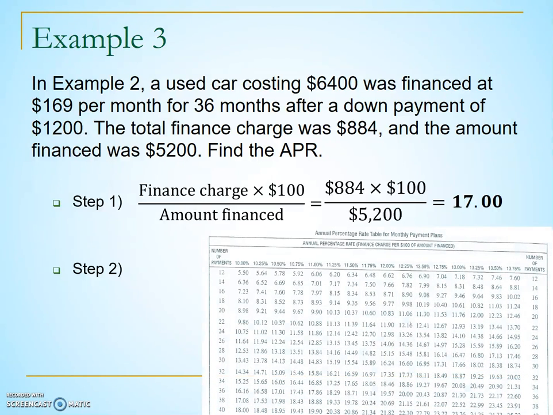So from the table, reading down the left column, we find our number of payments being 36 payments. From here, we move across the row until we get to a value that is closest to 17, which is 17.01. The value at the top of this column is 10.5%. This is going to be the estimated APR for this purchase using the APR table.